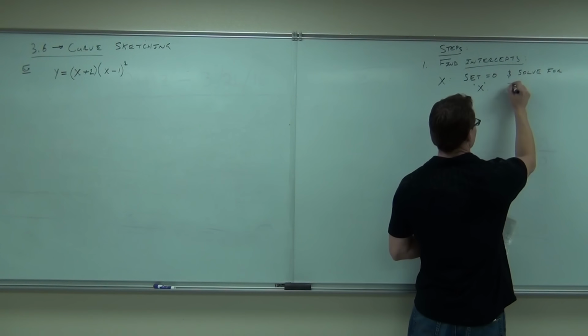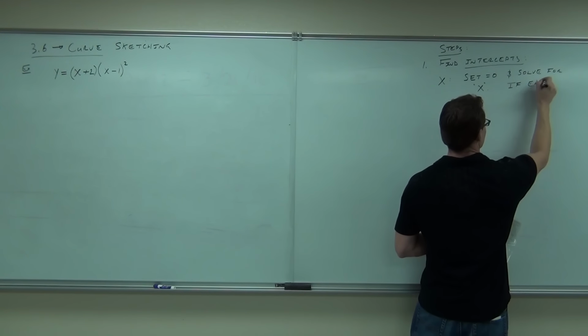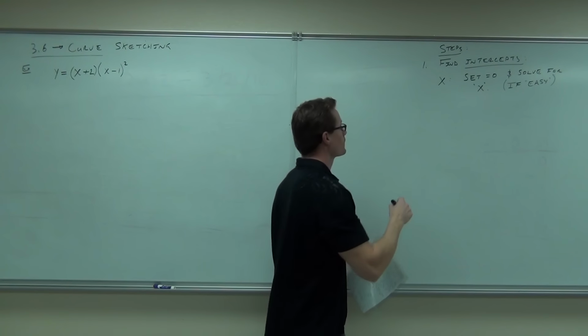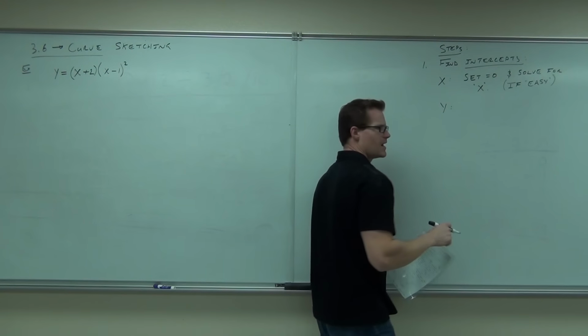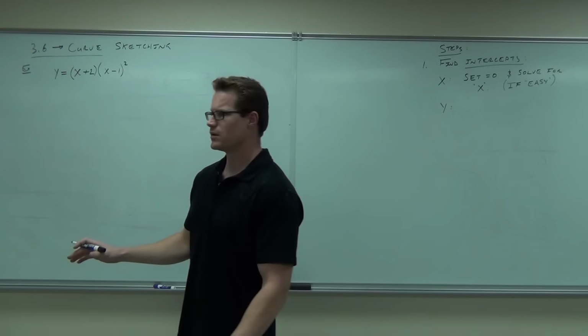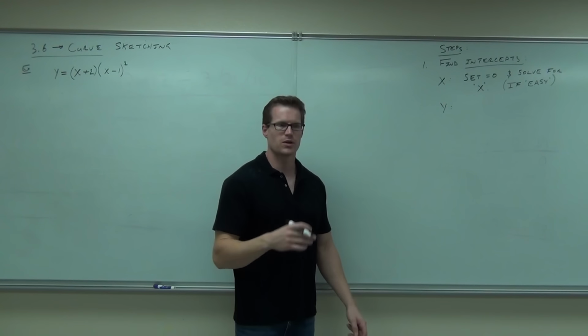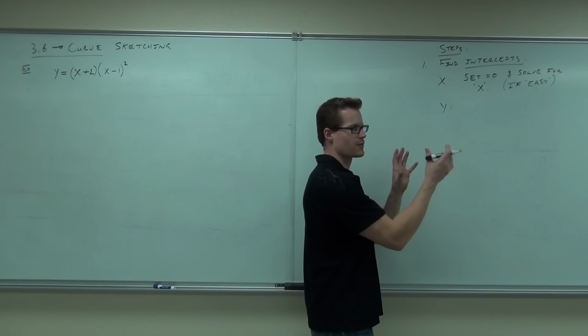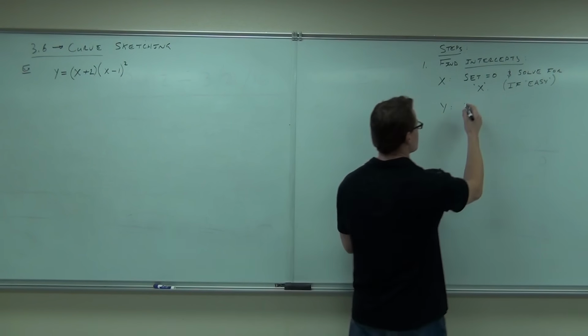If it's easy. For y-intercepts, how do you find the y-intercept? Really easy to do. Set x equal to 0. You plug in 0 for x, and it'll give you a y-intercept. That's the easy one. You all need to find that for every single one of these, if it exists.